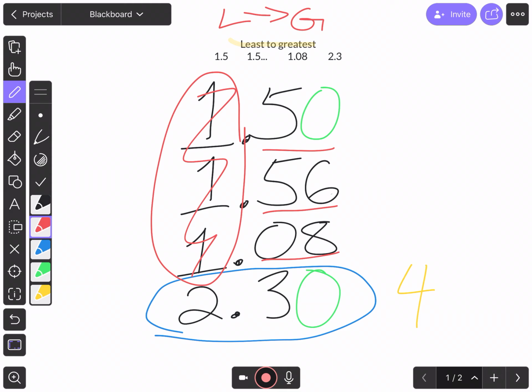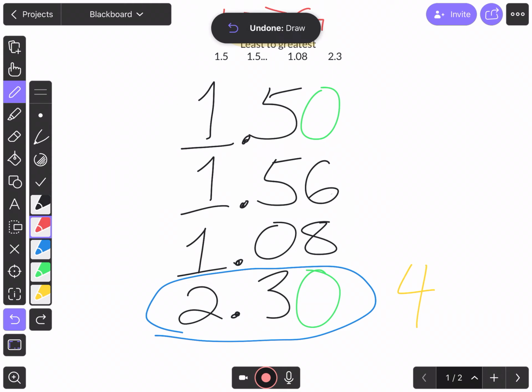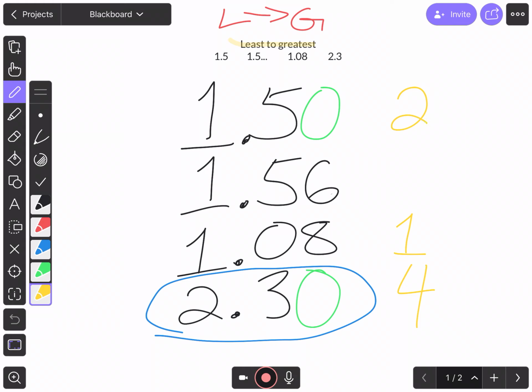One of the mistakes that we make sometimes is we think of this one here as 5, and we think 5 is less than 8. But remember, when we add that 0 there, it's easier to see that it's 50, and then we have 56 and 8. Remember, I'm going from least to greatest, so the lowest number out of those three is 8. So 1.08 is my lowest number. Then we have 50 and 56. 50 is lower than 56. That makes 56 third. And again, the 2.30 is the highest one.